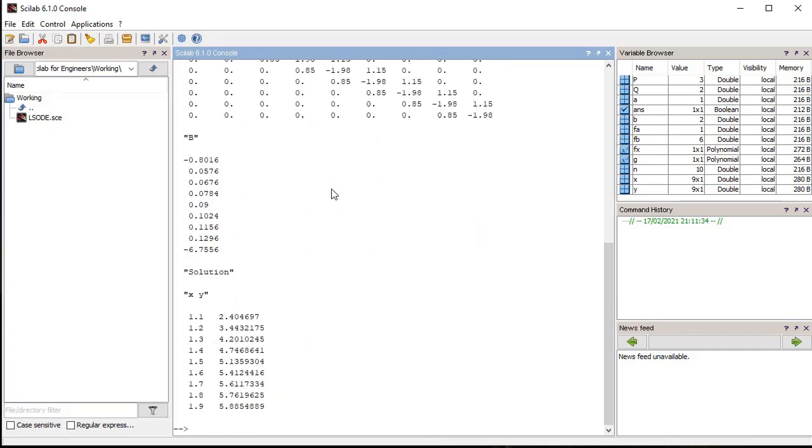This way, we can solve any non-homogeneous second-order linear differential equation, using finite difference method.